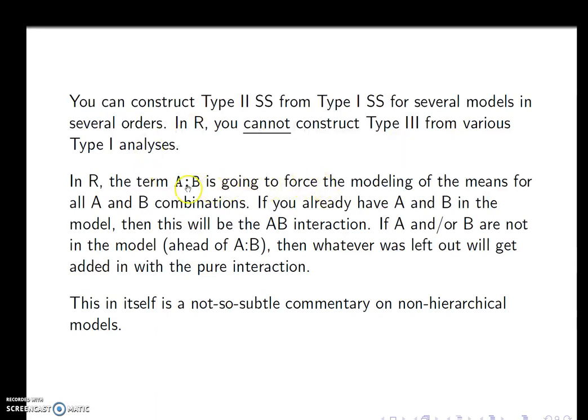So in R, the term A colon B is going to force the modeling of the means for the A-B combinations. So if we already have A and B in the model, that would be the A-B interaction. But if A and B are not in the model ahead of A colon B, then whatever's left out is going to get thrown in with the pure interaction.